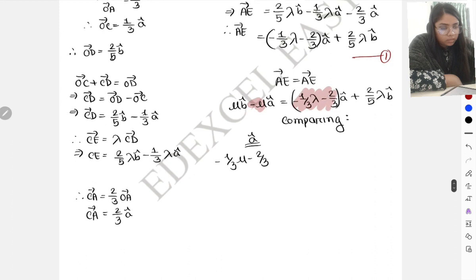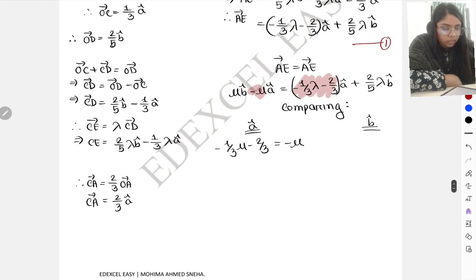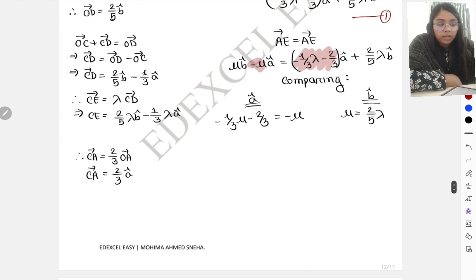Okay, all fixed. So now you can write minus mu. So minus 1 by 3 lambda minus 2 by 3 is equal to minus mu. And again, if I compare part B over here, mu is equal to 2 by 5 lambda, so we can clearly see the value of mu in terms of lambda. We can use it for the expression over here, which is now going to look like minus 1 by 3 lambda minus 2 by 3 is going to be minus 2 by 5 mu.